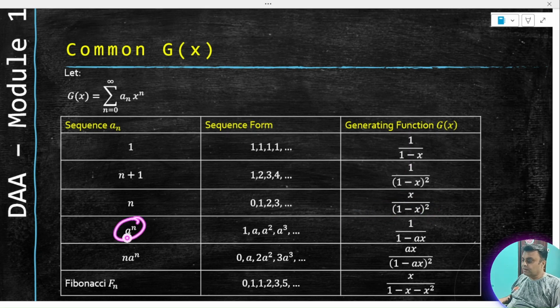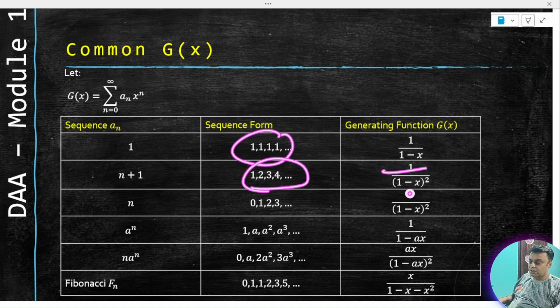And then if we have a to the power of n, then the first value is a to the power of 0, which is 1, the second value is a to the power of 1, and so on. Then your generating function will take the shape of 1 by 1 minus ax. Now we'll not go into the details of proving this. I just gave you two proofs to make sure you understand why this becomes equal to this. Similar logic will be applied here, and this table is for you to remember, right?